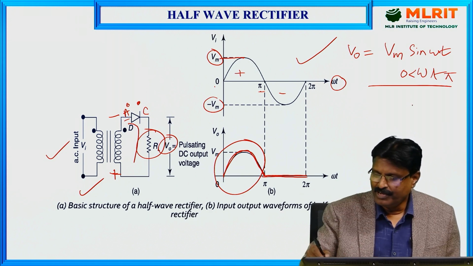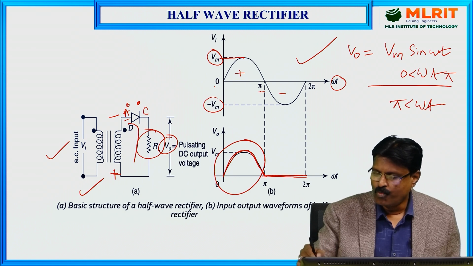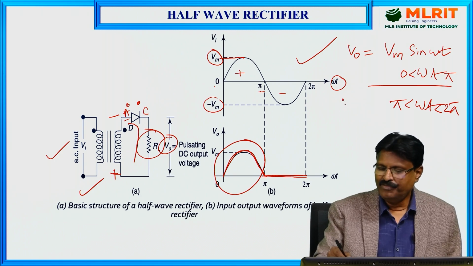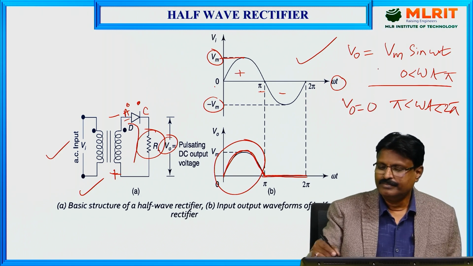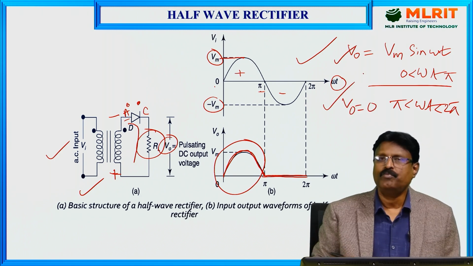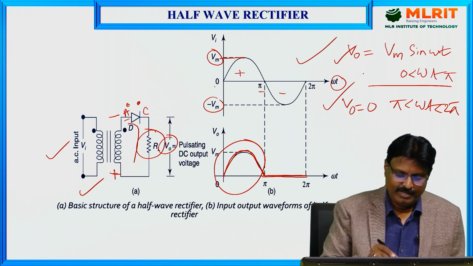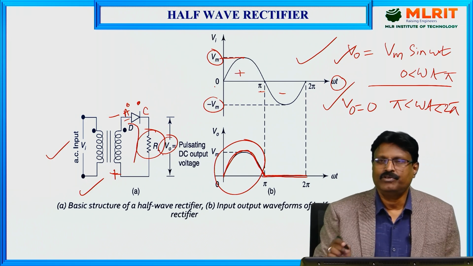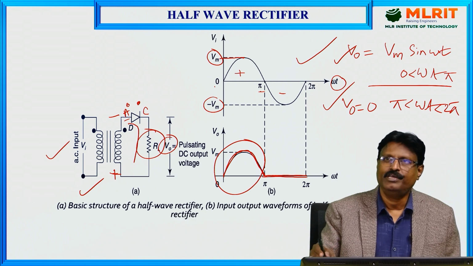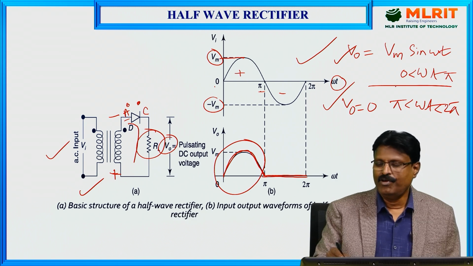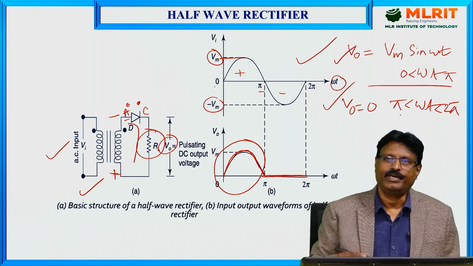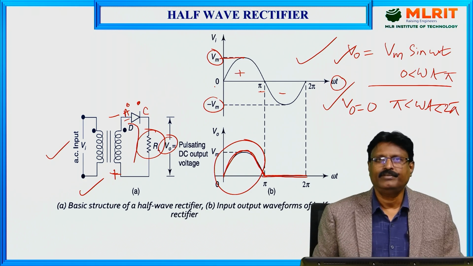Otherwise, whenever omega t is in between pi to 2 pi, what is happening here? Output voltage V0 will be equal to 0. This is the equation of output voltage across load resistance RL: V0 is equal to Vm sine omega t whenever omega t is in between 0 to pi, and V0 is equal to 0 whenever omega t is in between pi to 2 pi. So these are about the operation.